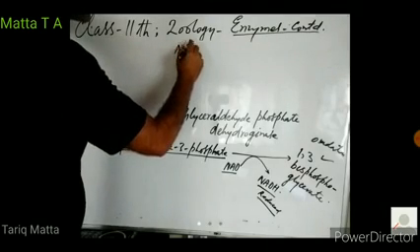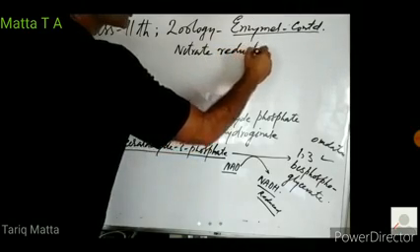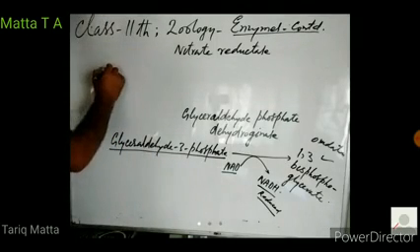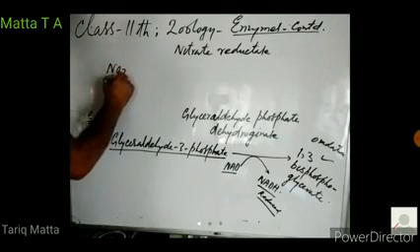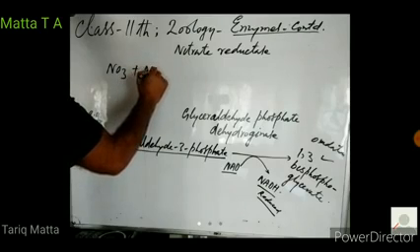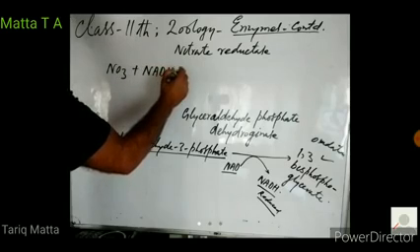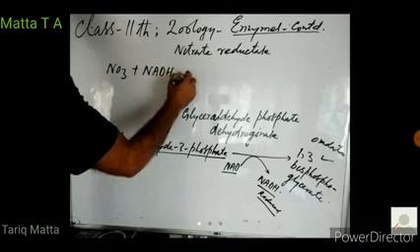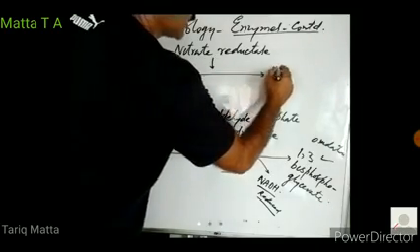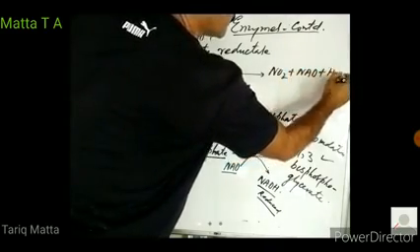Nitrate reductase. This is another oxidoreductase enzyme. What is its action? NO3 plus NADH. Nitrate reductase converts this into NO2 plus NAD plus H2O.